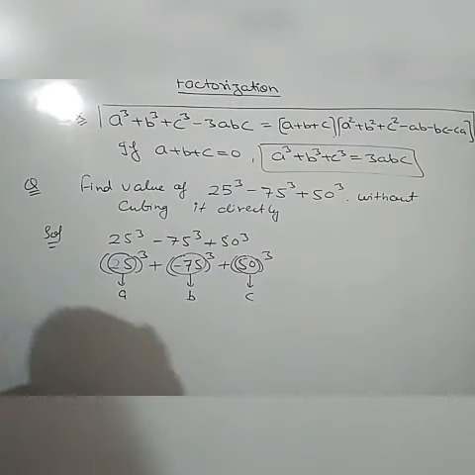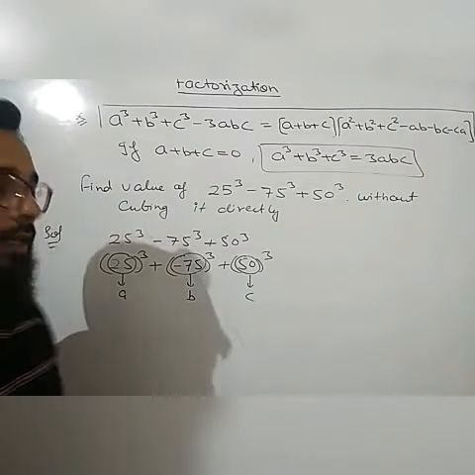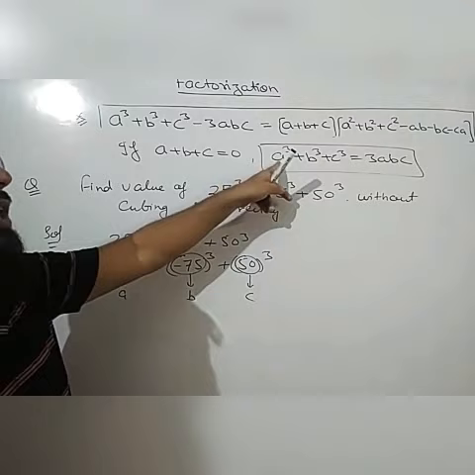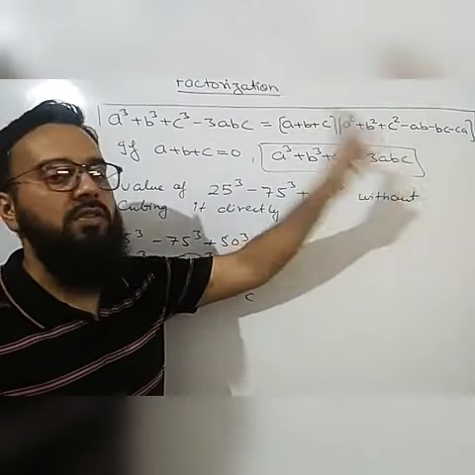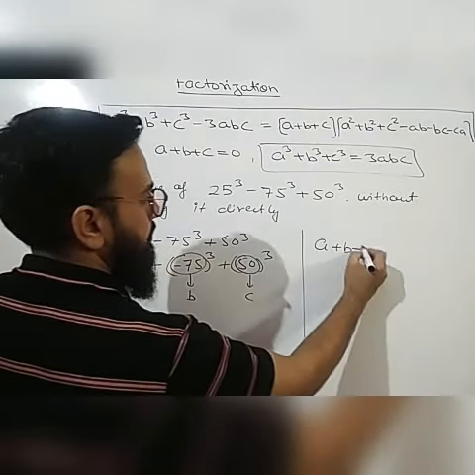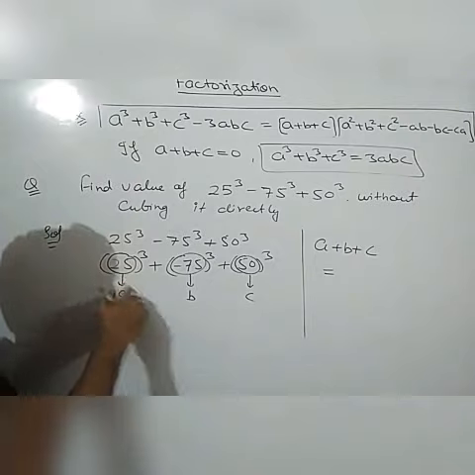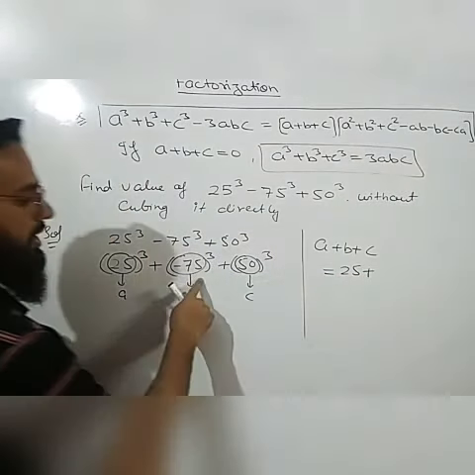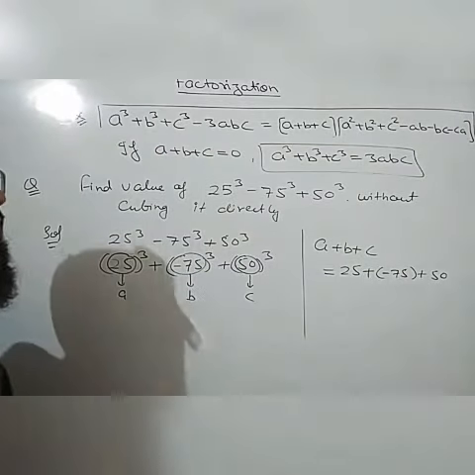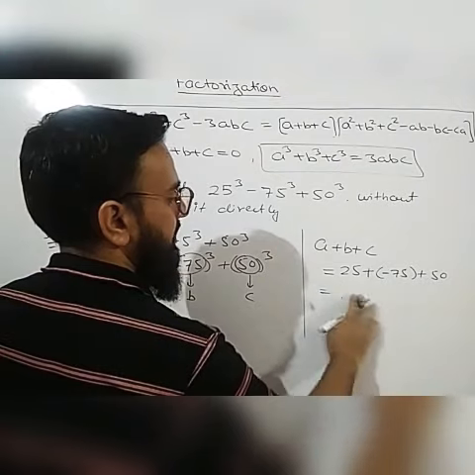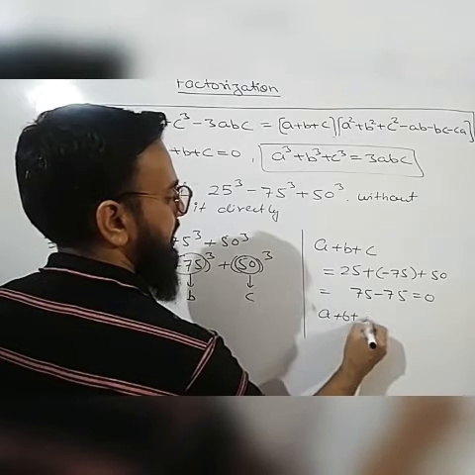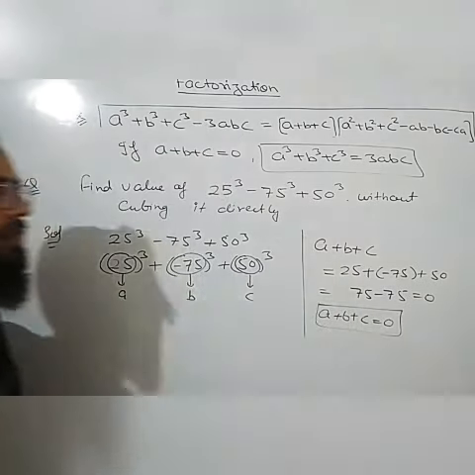because 3abc is not given. So whenever 3abc is not given, you have to check the sum of these 3 numbers, because when a plus b plus c is equal to 0, then the formula is a cube plus b cube plus c cube is equal to 3abc. So let us check. So first we will check a plus b plus c. It will be equal to, what is the value of a? It is 25 plus what is the value of b? It is minus 75 plus c, that is 50. So we will get, it will be 75 minus 75, that will be equal to 0. It means we got a plus b plus c is equal to 0.